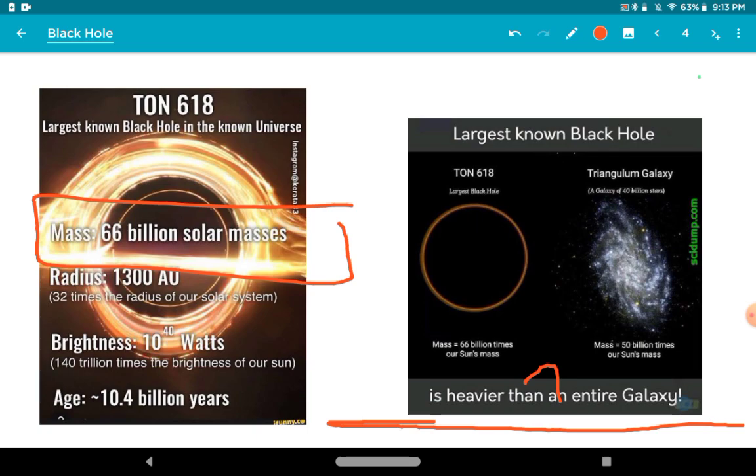So I hope you understand the concept of black hole, and I have just told you a little bit of things about the black hole. So I hope you understand all the things about the black hole, and you can check out more information on the black hole on Wikipedia or other sources.